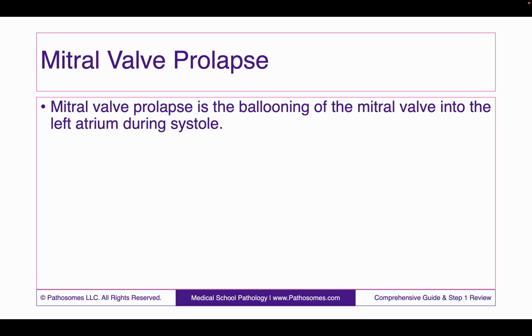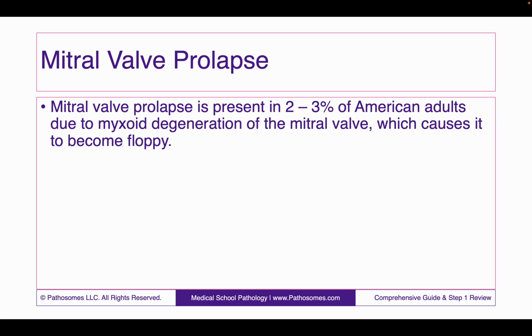Now let's move on and talk about another highly asked about issue: mitral valve prolapse. Now, mitral valve prolapse is the ballooning of the mitral valve into the left atrium during systole. Mitral valve prolapse is present in about 2 to 3% of American adults due to myxoid degeneration of the mitral valve, which causes it to become floppy, kind of like a dog's ears, right? Well, some dogs' ears.